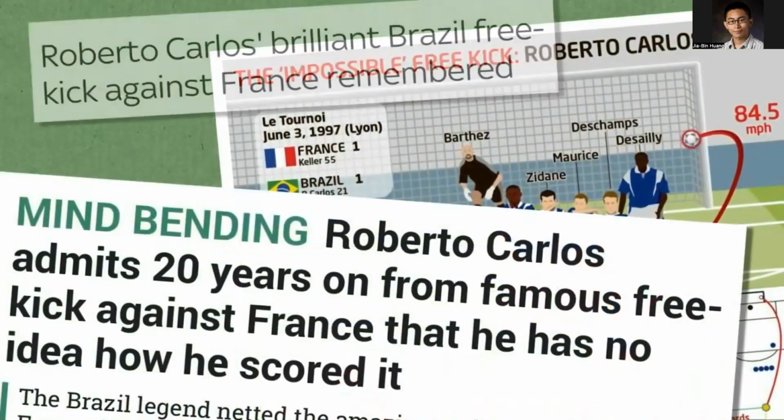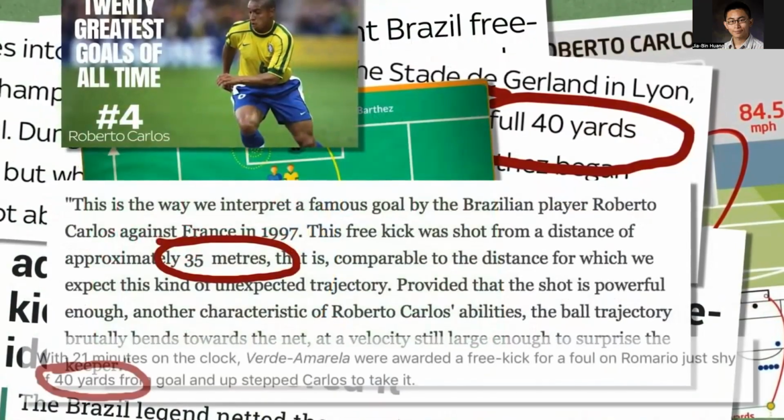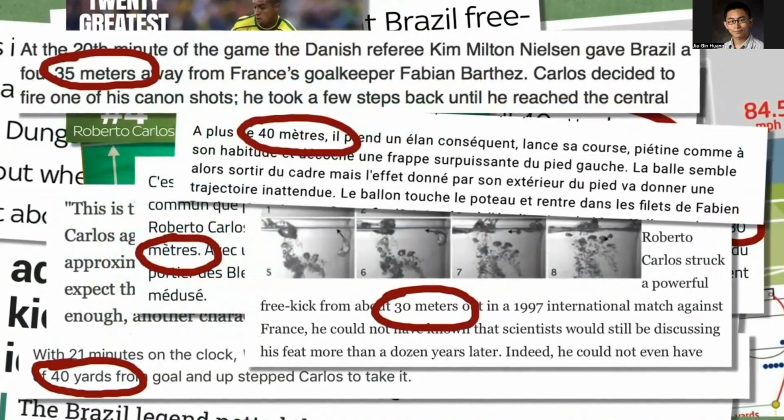I was looking at old footage, and there were all these articles celebrating the goal, and I was noticing a discrepancy. These articles didn't agree on how far he was from the goal. So some articles talked about how he was 35 meters away. Others talked about how he was 35 yards away. That's not the same thing.